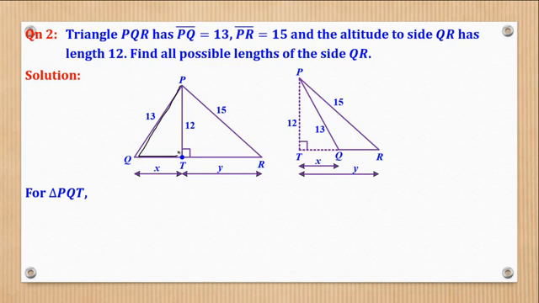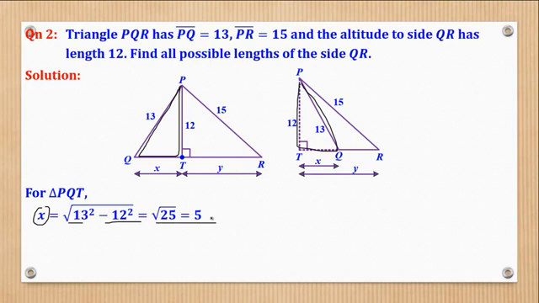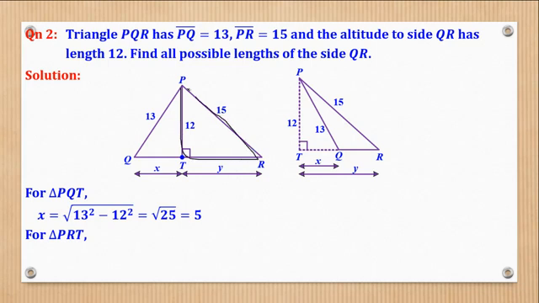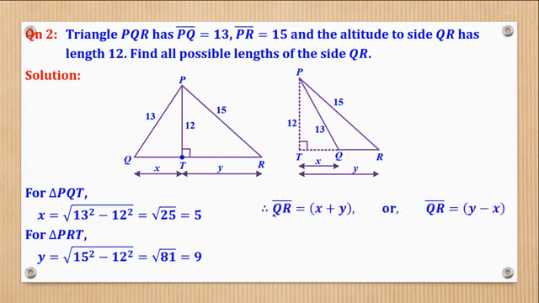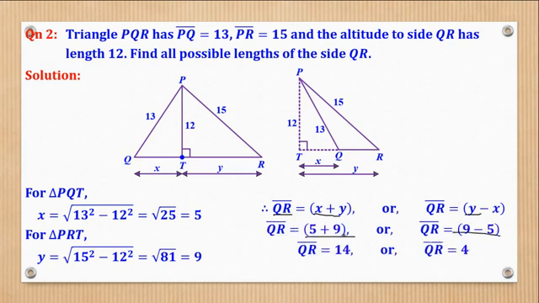So for triangle PQT, any of the two you use is okay. I can choose to use that, or I can choose to use this. I'll still get the same answer. Applying the Pythagoras theorem, x will be equal to this squared minus this squared, to give you 5 in the end. Then from triangle PRT, still use Pythagoras theorem, y is equal to this squared minus this squared, put a square root, you come up with 9. Therefore, QR can be got by saying x plus y or y minus x. So substitute for x and y, and you'll get the two values of QR which they wanted.